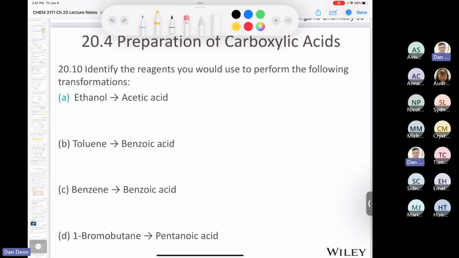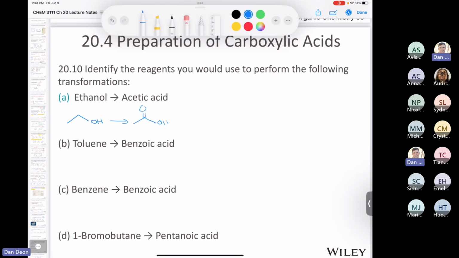Identify the reagents that you would use to perform the following reactions. So let's try a couple here. That'll take us to section 20.5. Just a couple of quick reactions here. Nothing really new under the sun. This is kind of review. So if we take ethanol and we want to make acetic acid, what do we get?